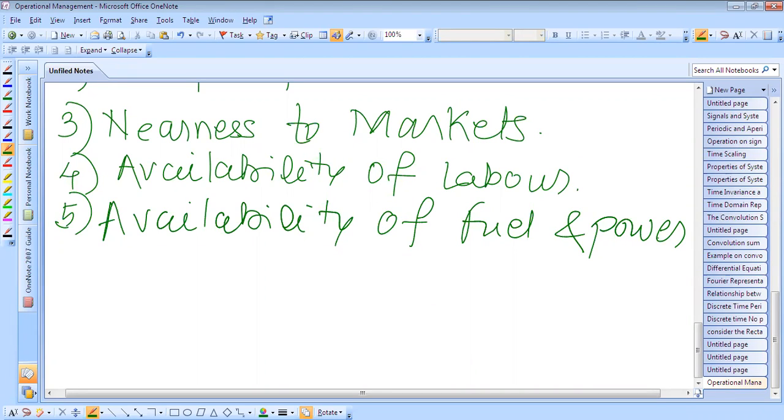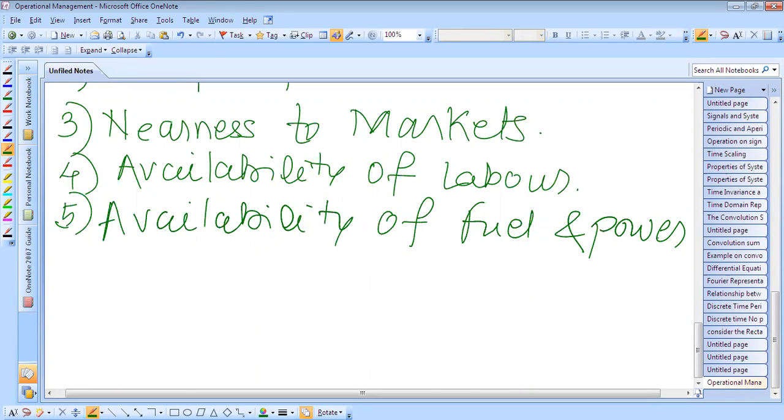So the steel industries are also located near the source. For example, the fuel may be coal, and they locate there in order to cut down the fuel transportation cost. So that is the availability of fuel and power. It is also one of the factors that affect plant location.